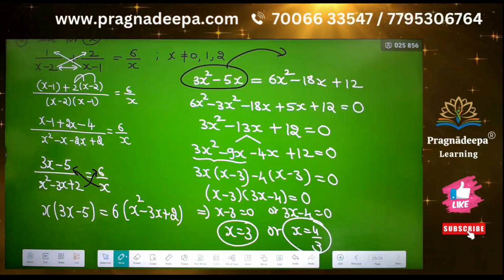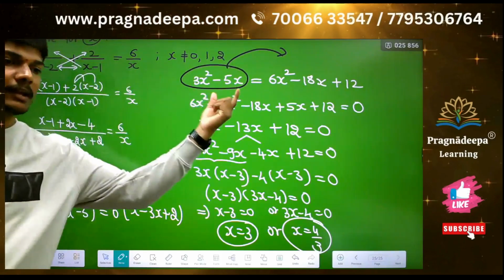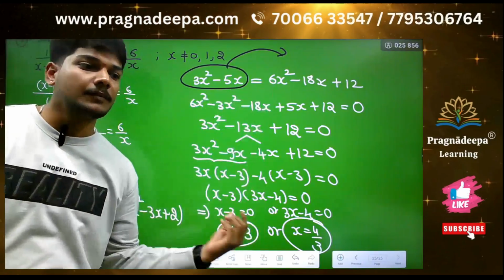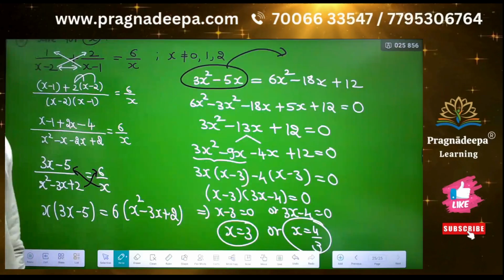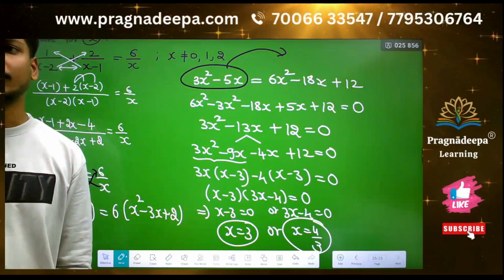So first you need to convert this equation into a quadratic equation. If you solve that quadratic equation, you will get the value of x. So in this problem, the value of x is 3 or x is equal to 4 by 3.